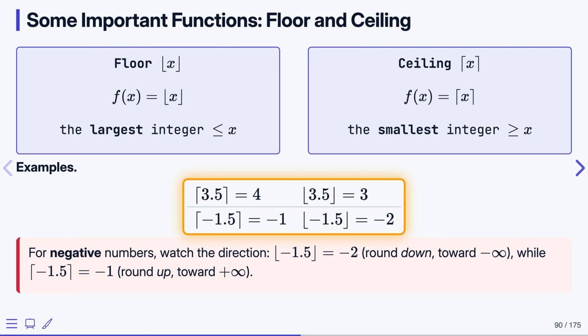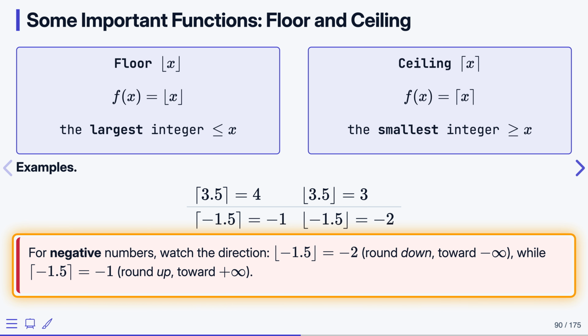Look at the examples. Ceiling of 3.5 is 4, because 4 is the smallest whole number not below 3.5. Floor of 3.5 is 3. Now the tricky part, negative numbers. Floor of minus 1.5 is minus 2, because we round down toward more negative. Ceiling of minus 1.5 is minus 1, because we round up toward 0. Always remember, floor goes down, ceiling goes up, even for negative values.